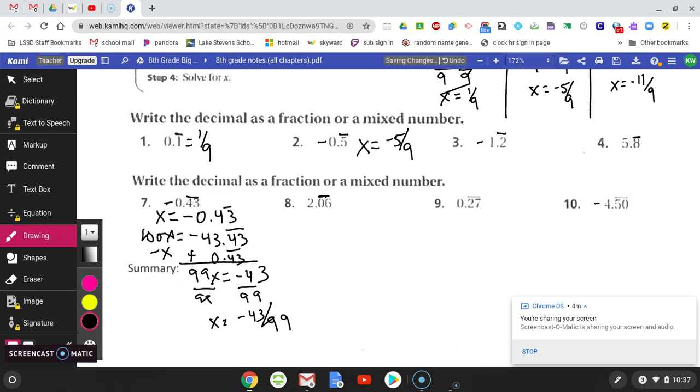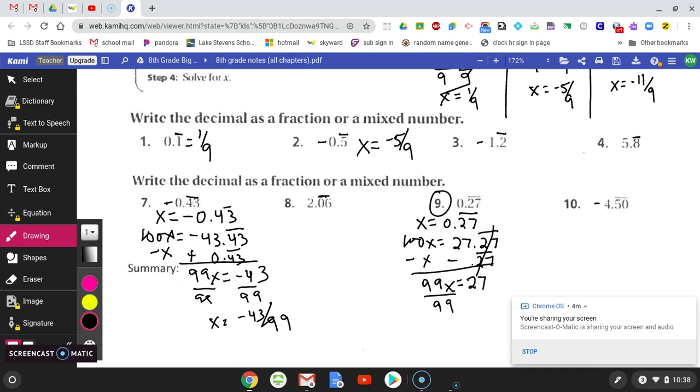So let's do one more to make sure we've got it. Let's just do number 9. Go ahead and pause it, try it on your own, and then come back and check and see how you did. All right, so I'm going to start with x is equal to 0.27 repeating. Because two digits are repeating, I'm multiplying by 100, which will make it 27.27 repeating. Then I subtract the original away, which gives me 99x equals, my 0.27 repeatings cancel out, so that becomes 27. When I divide by 99, I get x is equal to 27/99.